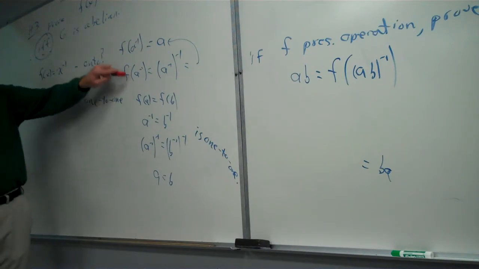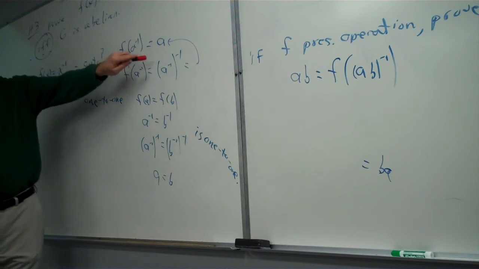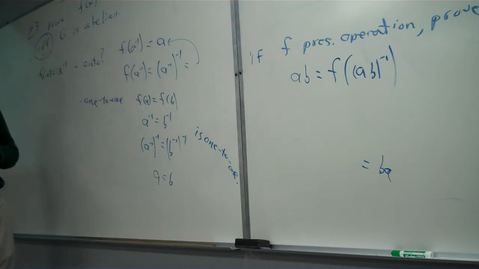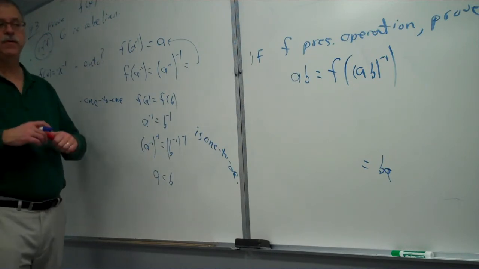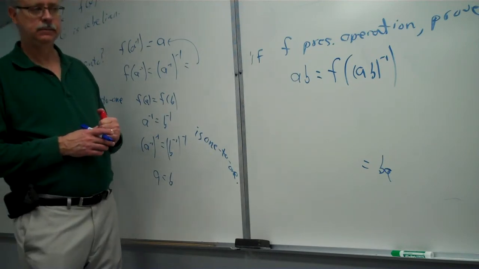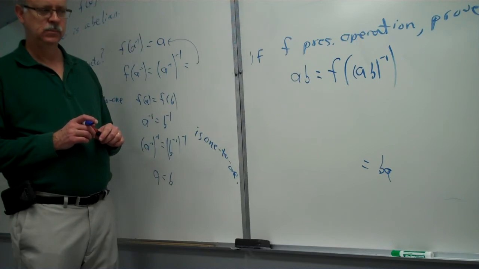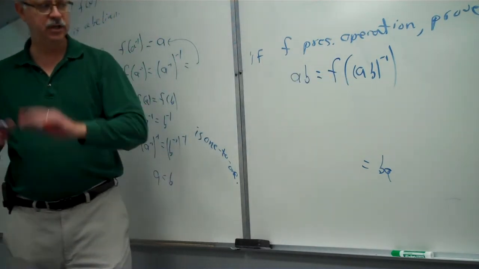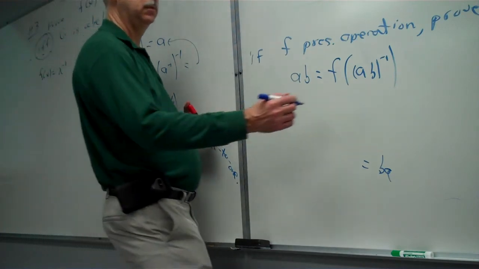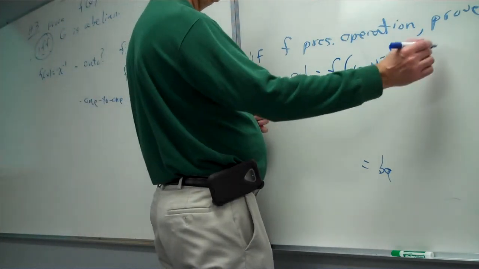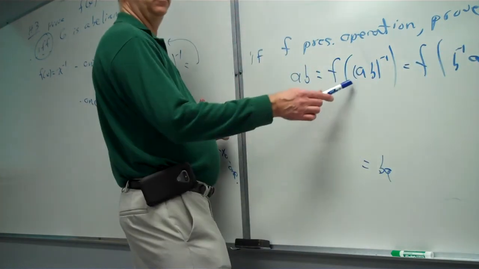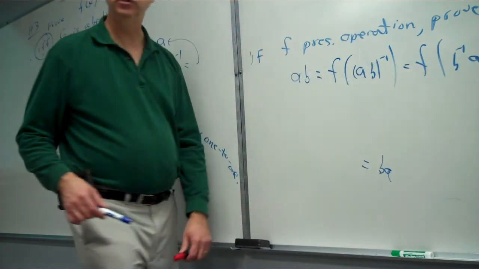And that's kind of what we did over here in terms of onto. How do we know that we get a certain element? Well, it comes from its inverse. So now we've got F in there. F preserves the operation, but right now these two are a single element. So this would be what? F of B inverse A inverse. The inverse of a product is the product of the inverses in the other order.